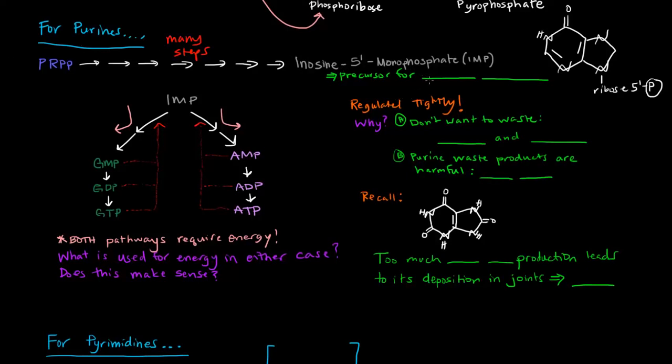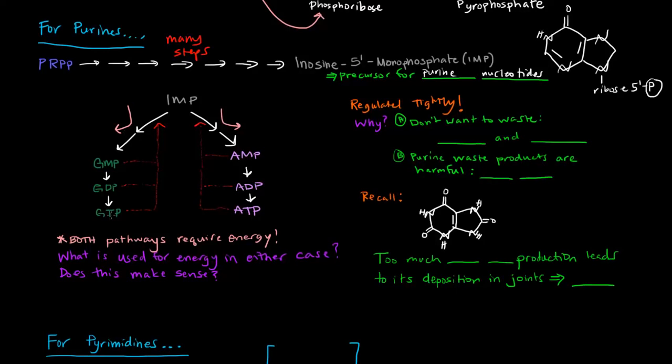So why is IMP important? Well, IMP is important because it's a precursor specifically for the purine nucleotides, which you should know as guanosine and adenosine. Sorry. So now IMP can be used to create the GMP or the AMP, and this GMP can go on to make GDP and GTP, and the AMP can go on to make ADP and ATP. So either way IMP goes, it's going to require energy. Okay, so what would we use for energy in either case?